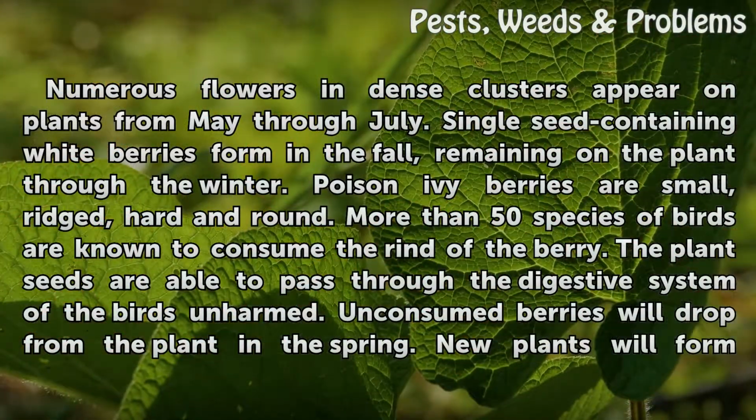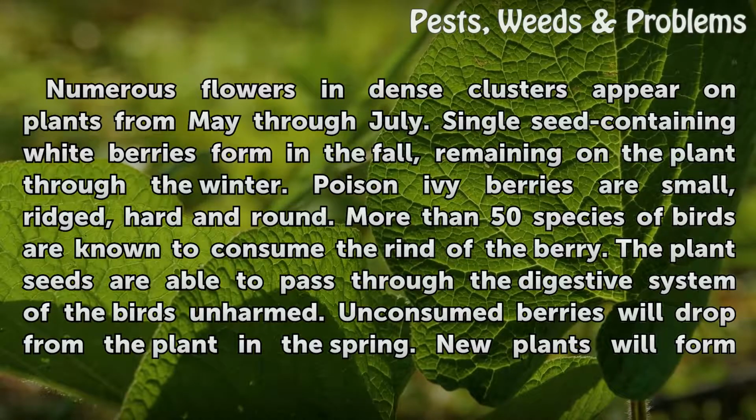Numerous flowers in dense clusters appear on plants from May through July. Single seed-containing white berries form in the fall, remaining on the plant through the winter. Poison ivy berries are small, ridged, hard and round.